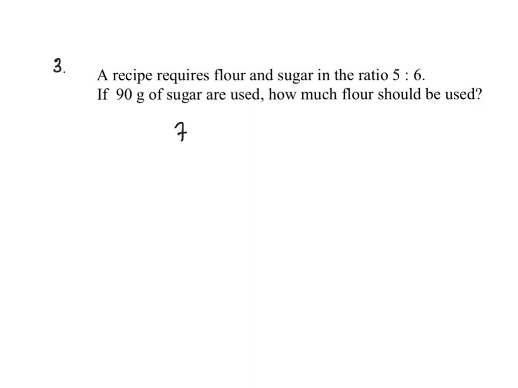So we have the ratio of flour to sugar, and that's 5 to 6. Now, we're told that we have 90 grams of sugar, so I'm going to put the 90 here. What we want to do is to work out the number that goes in this position here. Now, how do we get from 6 to 90? Well, probably the easiest thing to do is to divide the 90 by 6.